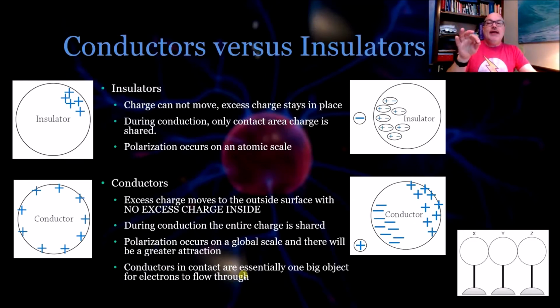Conductors that are in contact act as one big object. If you're a tiny little electron moving around, and as long as the conductors are touching, then as far as you're concerned, it's all one shape. So X, Y, and Z down here, if these are all conductors, that's all one object as far as charge goes.